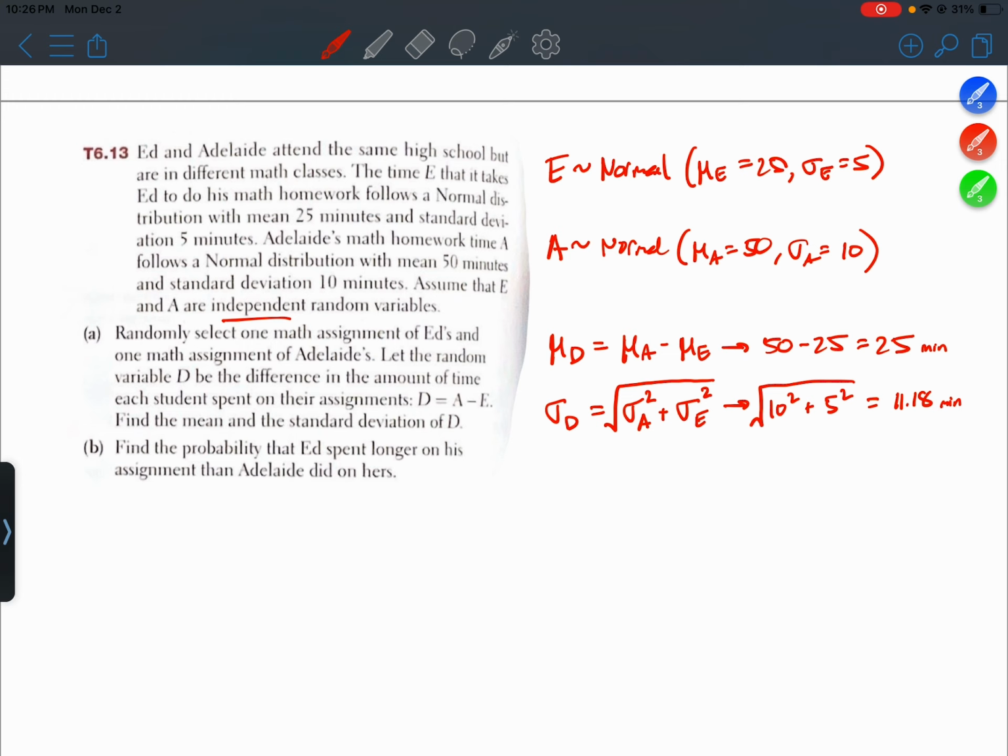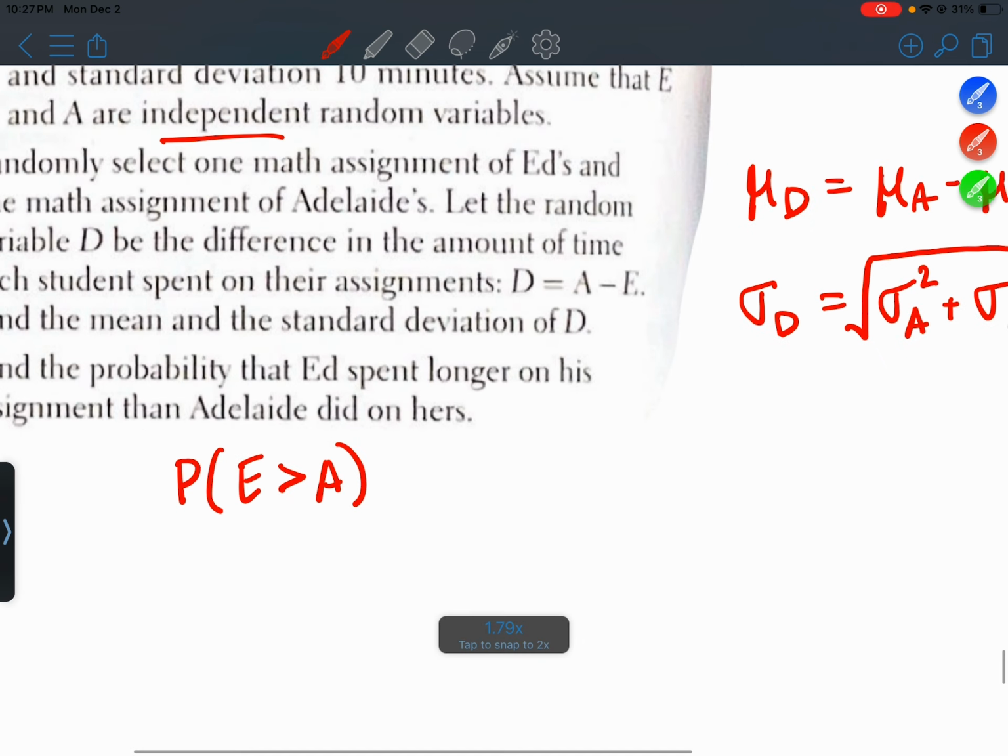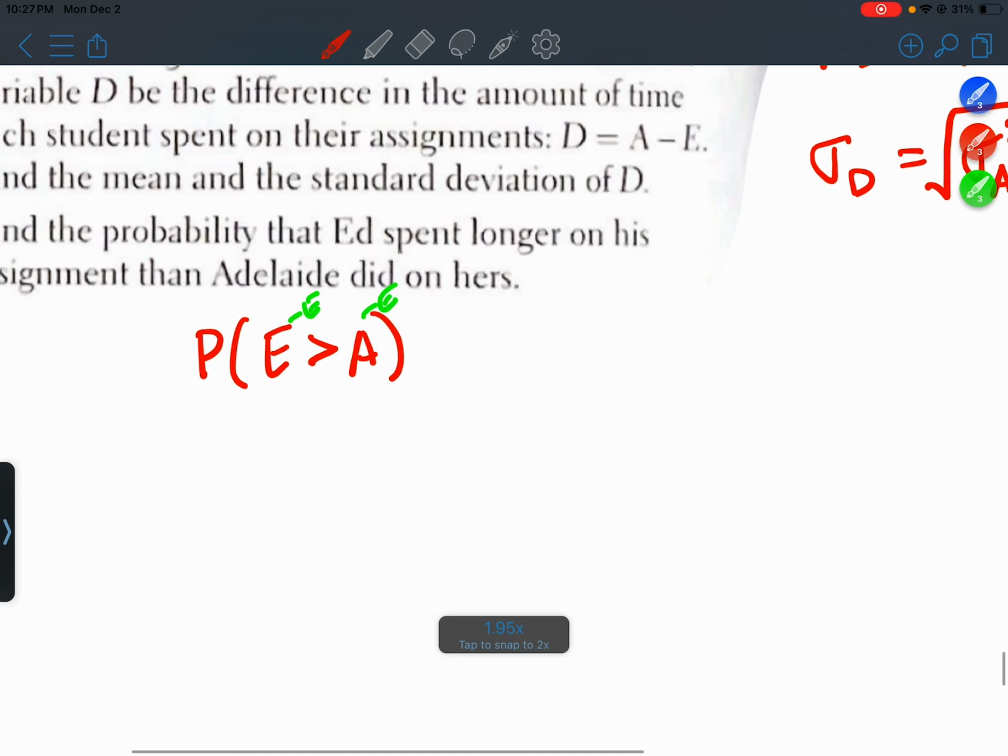All right, part B. Find the probability that Ed spent longer on his assignment than Adelaide did on hers. So we want to find the probability that Ed's time is greater than Adelaide's time. What if I took this inequality and subtracted E from both sides? Then it would become the probability that 0 is greater than A minus E.